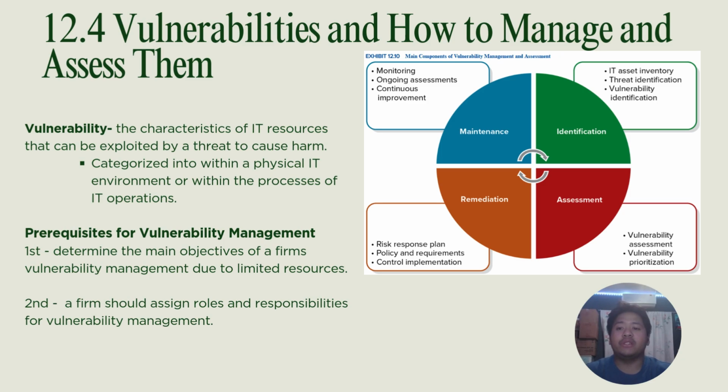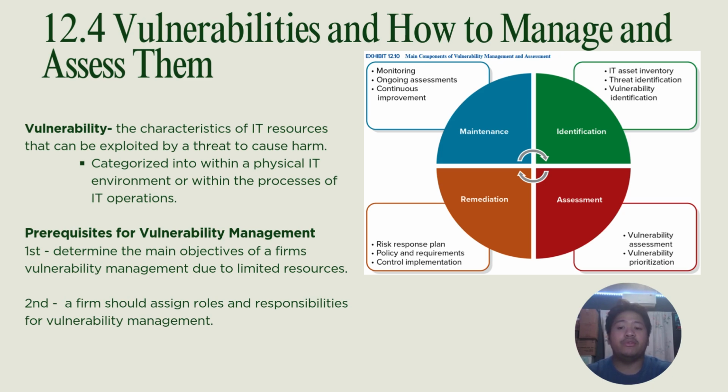Now, there are two prerequisites for vulnerability management. The first prerequisite is that a firm should determine the main objectives of its vulnerability management because the firm's resources for managing vulnerabilities are limited. A primary purpose of vulnerability management could be to comply with applicable laws, regulations, and standards. The second prerequisite is that a firm should assign roles and responsibilities for vulnerability management. Management may designate a team to be responsible for developing and implementing the vulnerability management program. It's important to note that management's commitment and support are critical success factors when assigning roles and responsibilities.